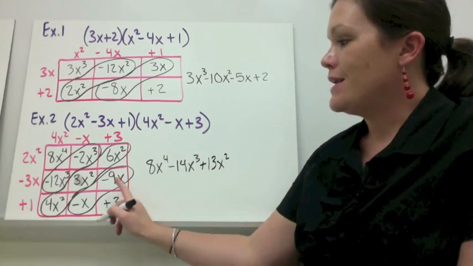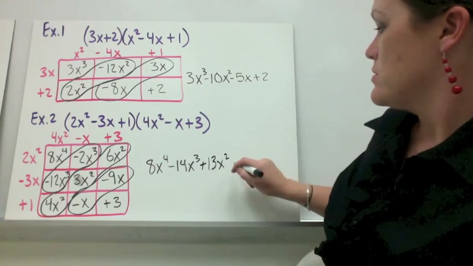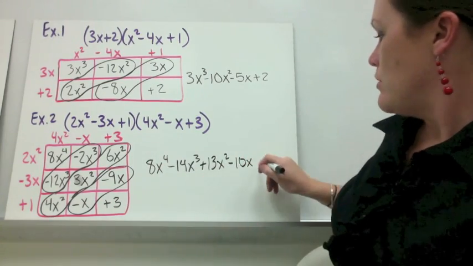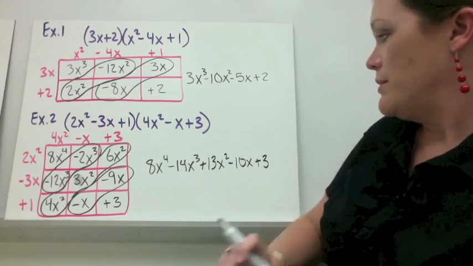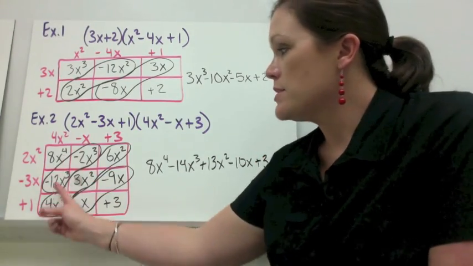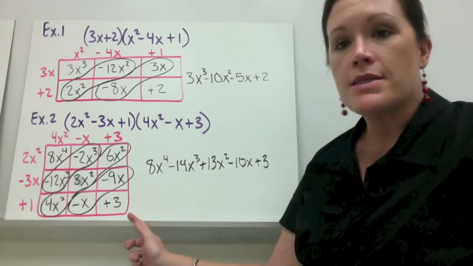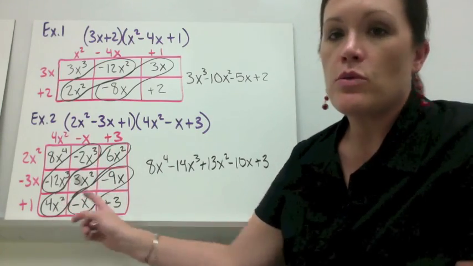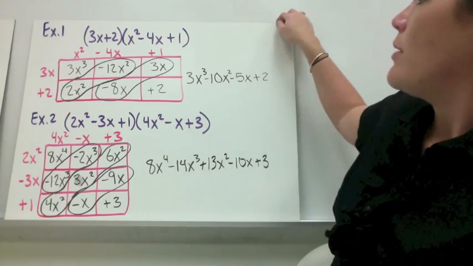I have negative 9x plus negative 1x. So I get negative 10x. And my final number would be 3. So that's a lot of terms to keep up with. It's nice to have a box to keep them organized, and it's good to see that the like terms usually will line up at a diagonal within your box.